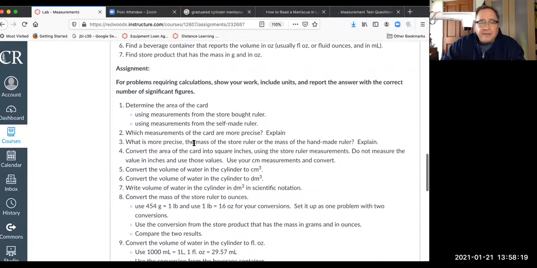Okay, so for the assignment, I want you to determine the area of the card. So I'm going to use some measurements that I found this morning. I'm not sure if they're quite accurate, but you want to determine the area of the card using measurements from the store-bought ruler. So I'm going to switch screens now to the paper that I'm writing on my tabletop so that you can see what I'm about to write.